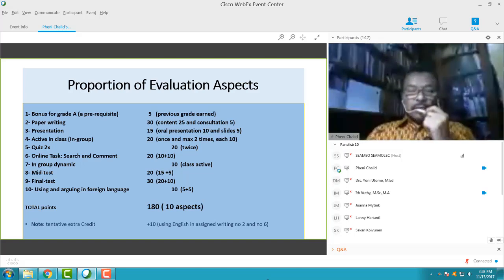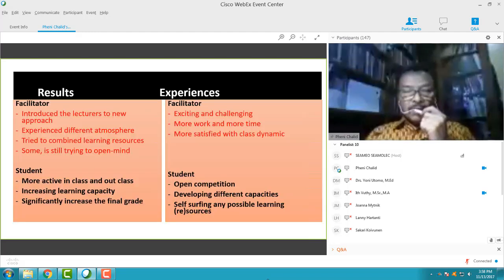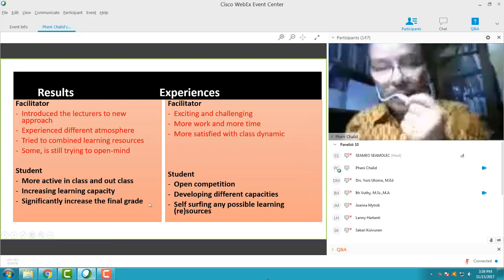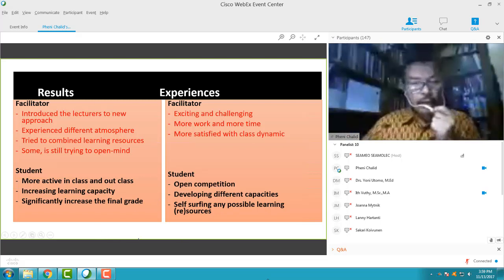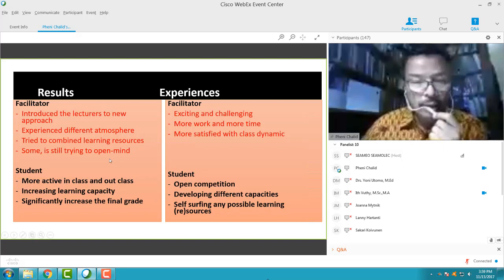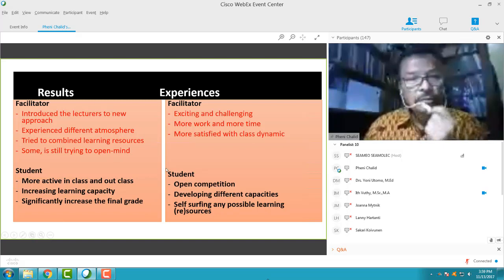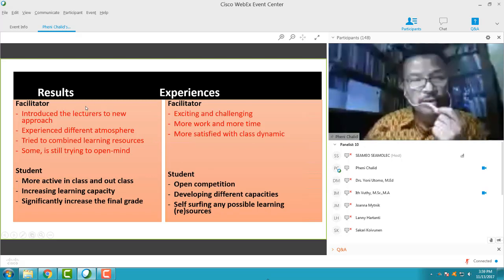So the students always compete with each other, really seriously, to get the points, to get an A or B at the end. That is really what we call the competition among them. Okay, I will show later, at the end, how I did the evaluation for the class. But now, let's look at the results and experiences in practicing and implementing gamification in my class.